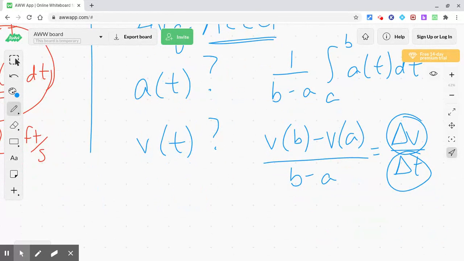And you might ask yourself, well, what if I'm given position? Well, then you're going to have to do some derivative work to get to velocity. But then once you have that, you're good to go, as long as you have that time interval. So we can use this idea of average value to get to an average velocity or average rate of change or average acceleration. And you'll see a bunch of examples in the work you do this chapter.